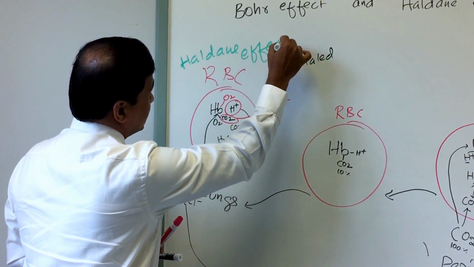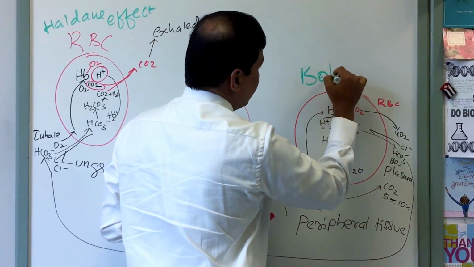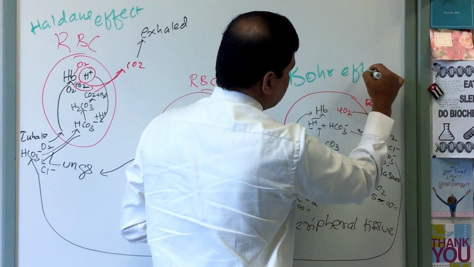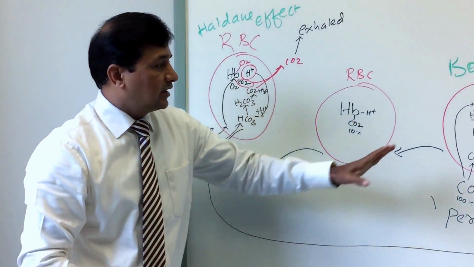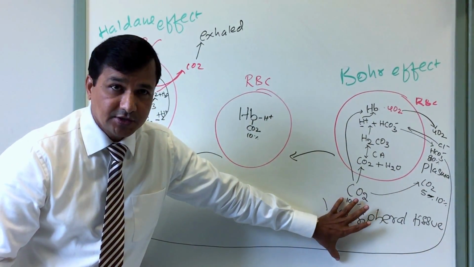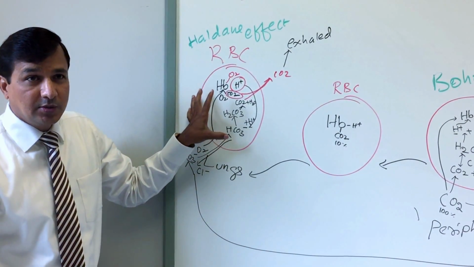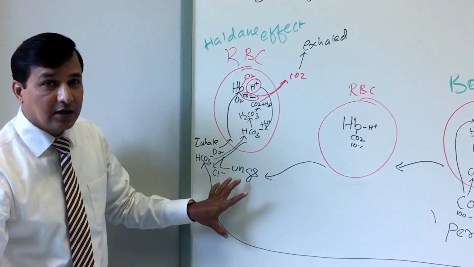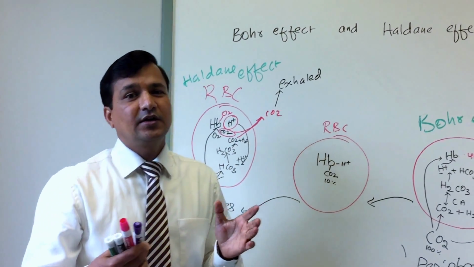The Haldane effect goes on in the lungs, and what goes on in the peripheral tissue we refer to as the Bohr effect. So simply, the Bohr effect is release of oxygen from the hemoglobin molecule in peripheral tissue. The Haldane effect is binding of oxygen to the hemoglobin molecule in the lungs. This is all about the Haldane effect and the Bohr effect.